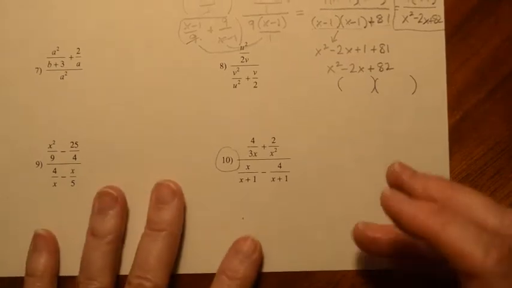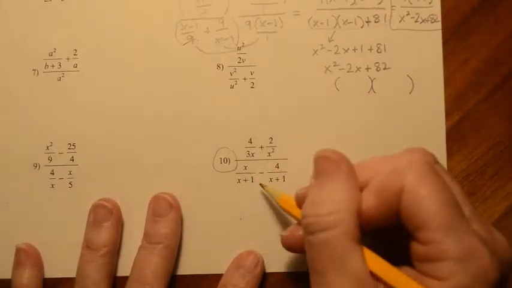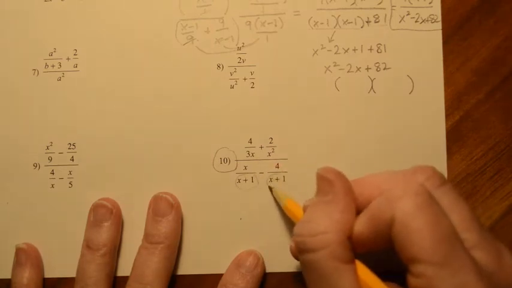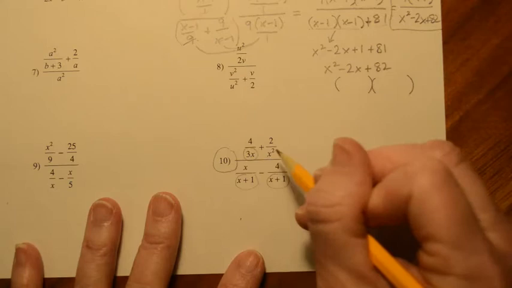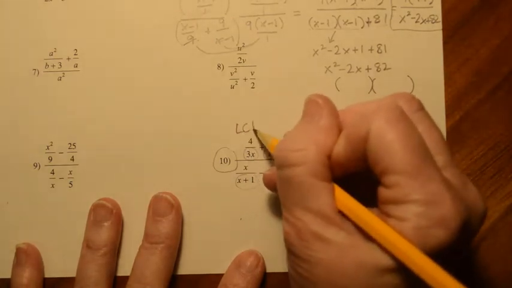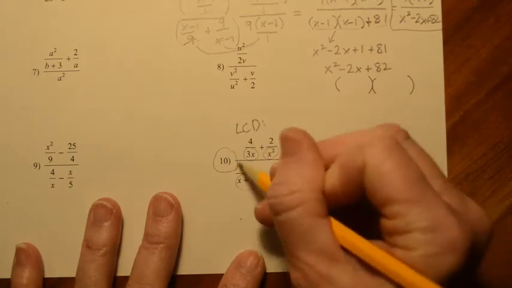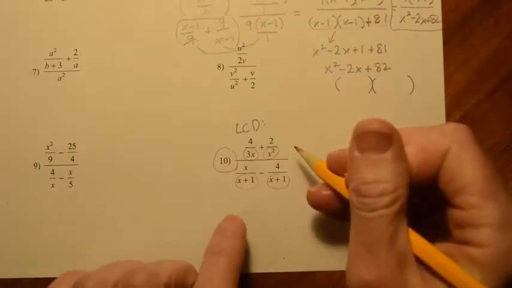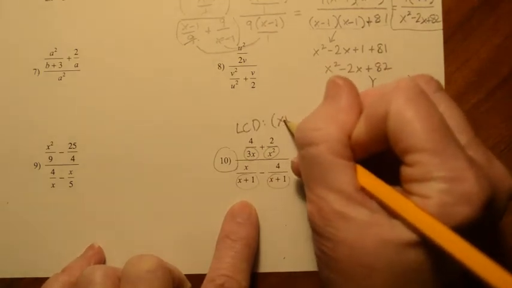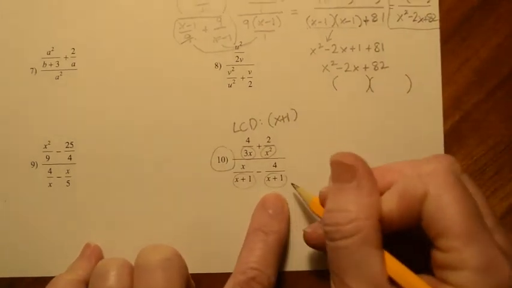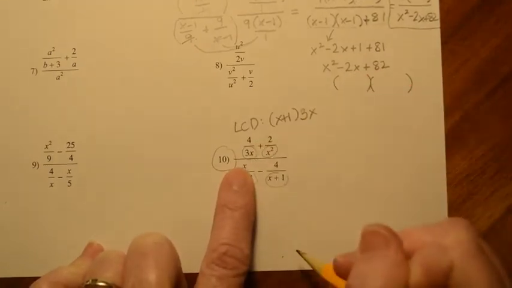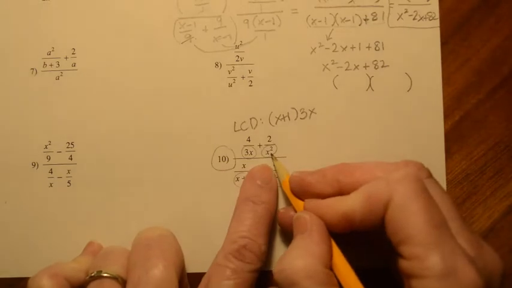Okay, welcome back. I hope everything went well. So again, we're going to look for the LCD of all the denominators. So we have an x plus 1, an x plus 1, a 3x, and an x squared. So the LCD of all the fractions in the complex fraction, we need to include an x plus 1 because of this. This guy is now happy. We need to include a 3x for this, and we need to include an x squared.